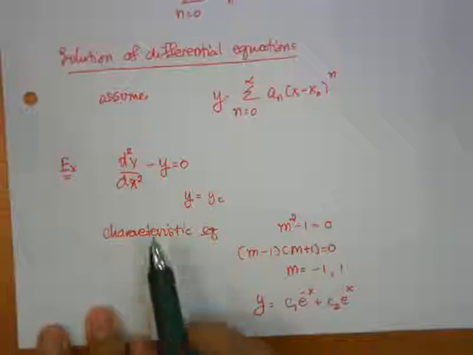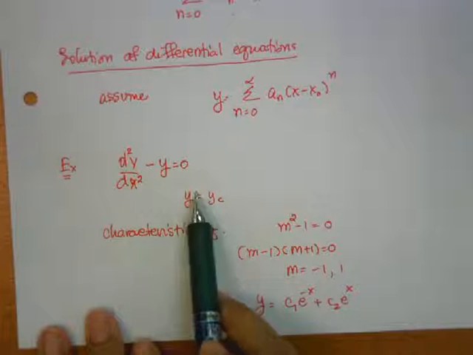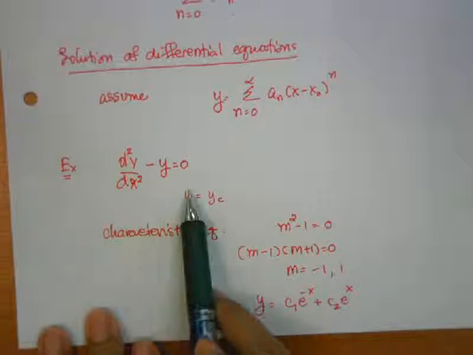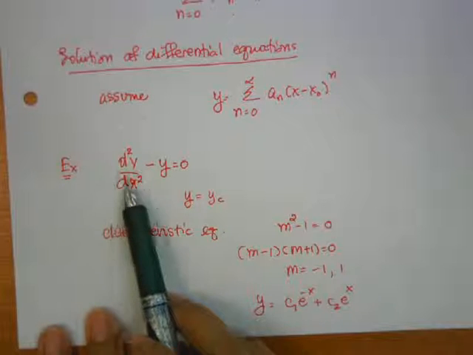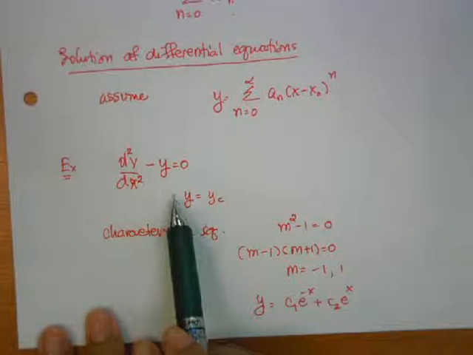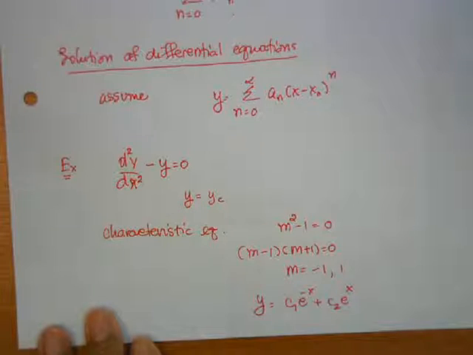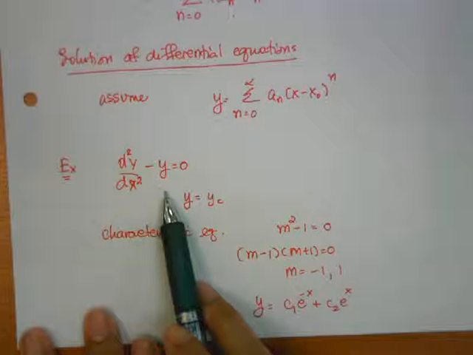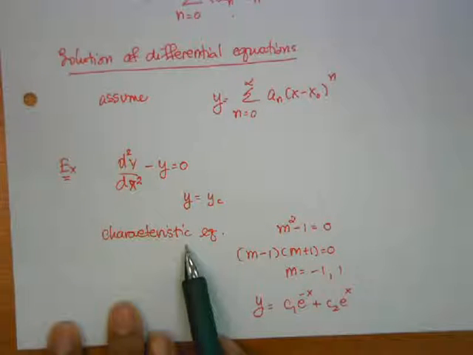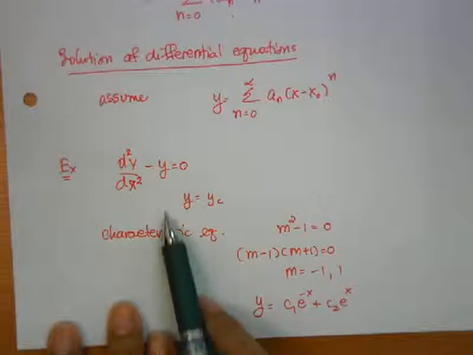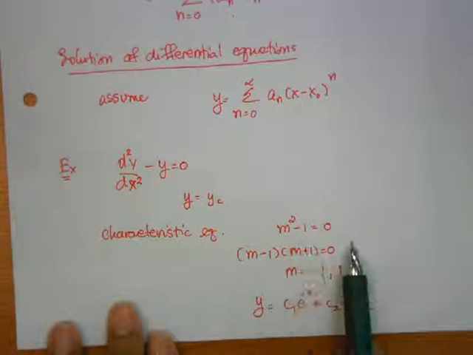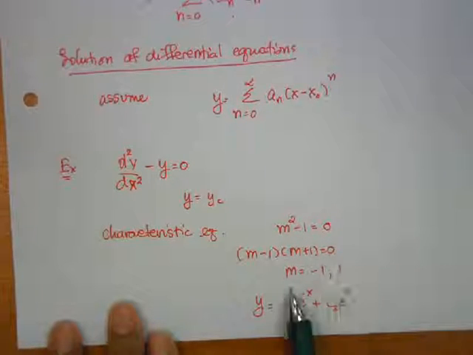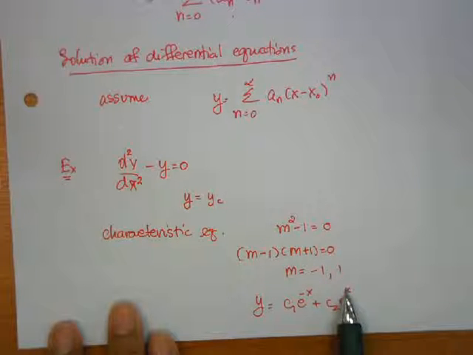Find the solution of this differential equation. This is a second order differential equation which has constant coefficients, and it is a homogeneous differential equation. So the answer of this differential equation would be yc only. To find the solution, you write down the characteristic equation. From this, you would get m squared minus 1 equal to 0. So you find two values of m, which are m equal to minus 1 and 1.